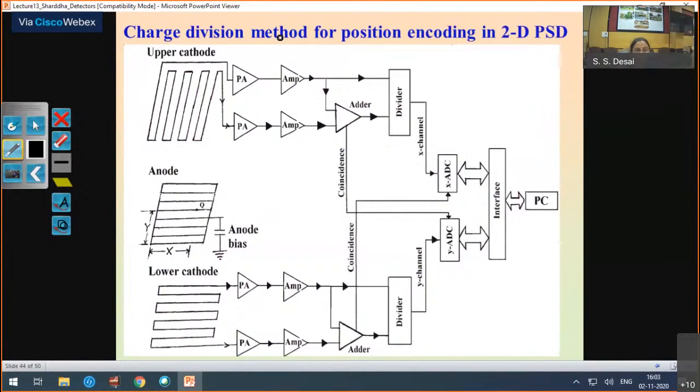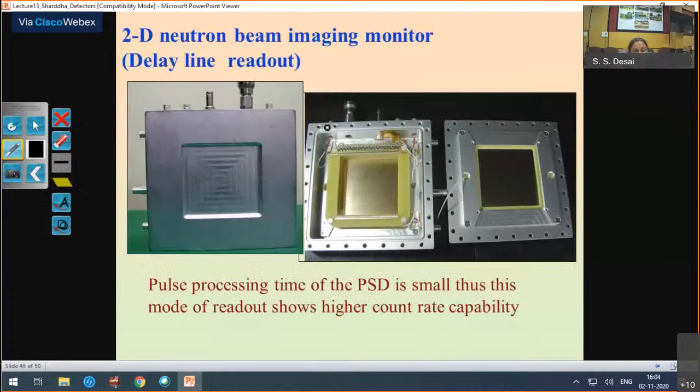So that is again the charge division encoding used for the X and Y position. It is the same as a linear PLC, but rather than a single wire, you are using a multi-wire array. Here the anode multi-wire X, upper cathode and lower cathode contribute to an output which is almost covering the entire area of the detector.